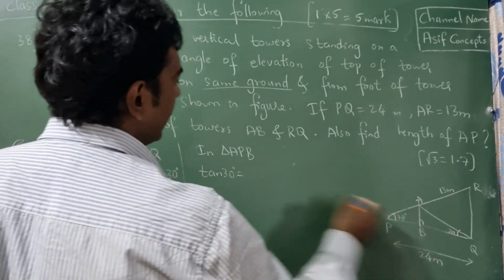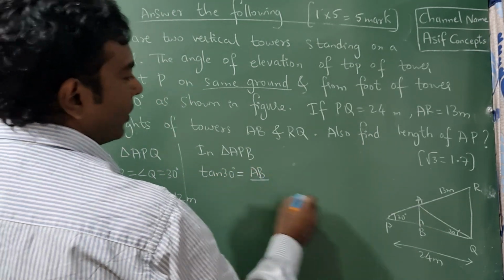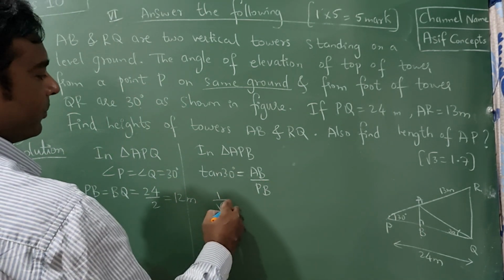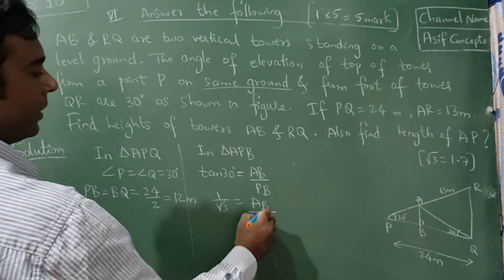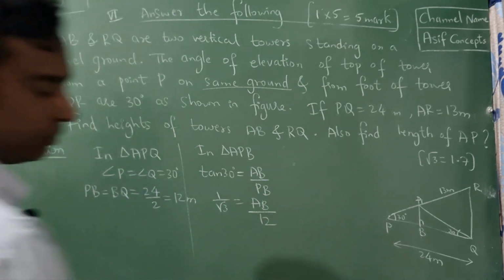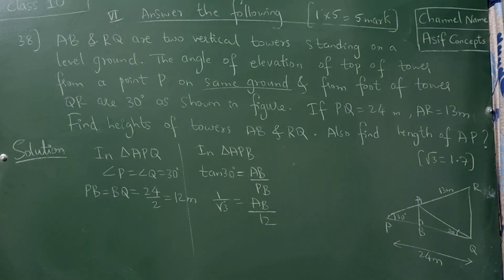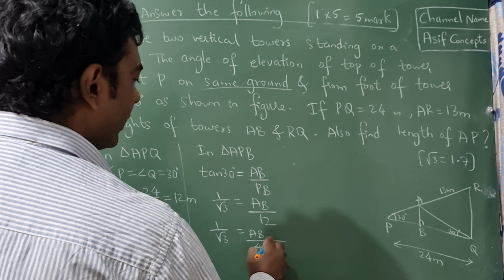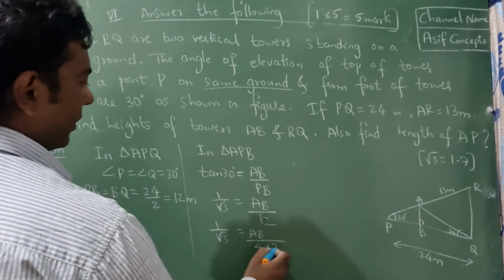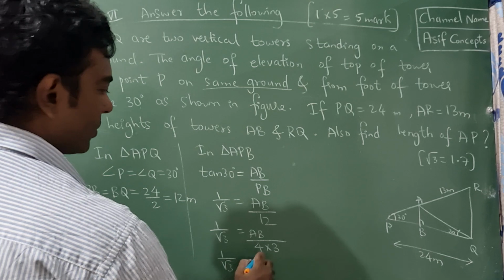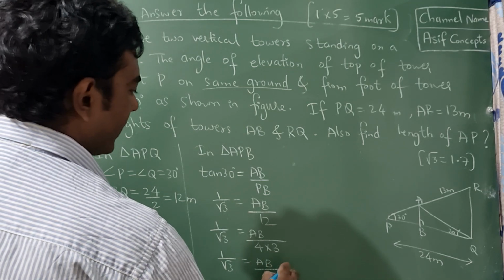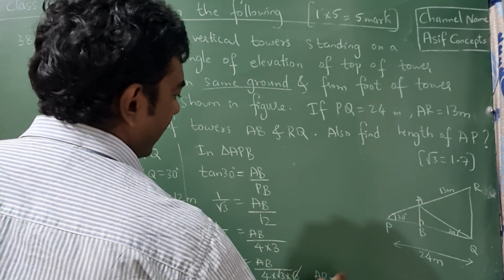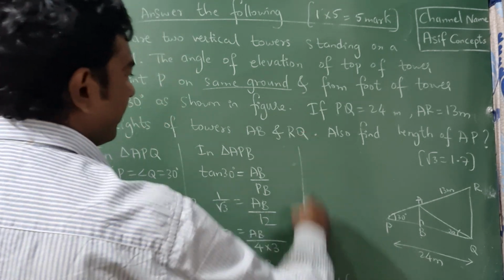Fine. Now if I consider in triangle APB, only this triangle, so it will be tan 30 degree is equal to, what is the opposite side? It is AB. And what is the adjacent side? It is PB. Tan 30 is how much? 1 by root 3. AB divided by 12. Now how you can write 12? 4 into 3. 3 can be written as root 3 into root 3. Cancel this and this. So what will be AB value? AB is equal to 4 root 3 meters.